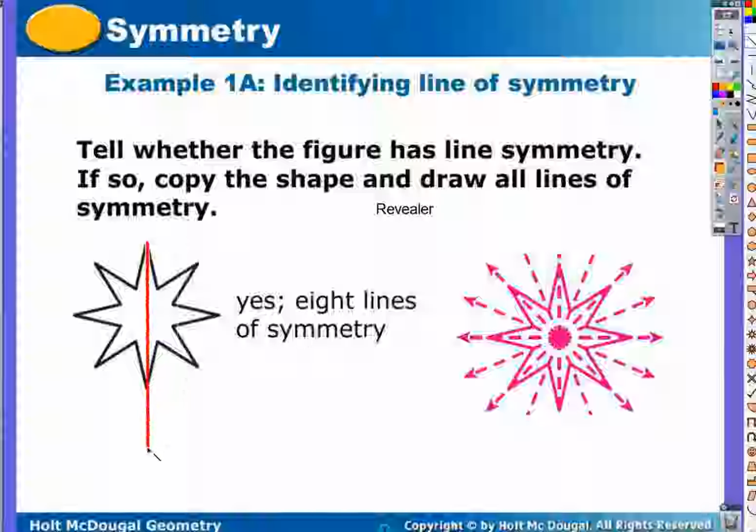There we go. So the first one is vertical, horizontal. Okay. Then we also noticed this diagonal and this diagonal where it goes right through, I guess, the inside of the star. But that's only 4 lines of symmetry.